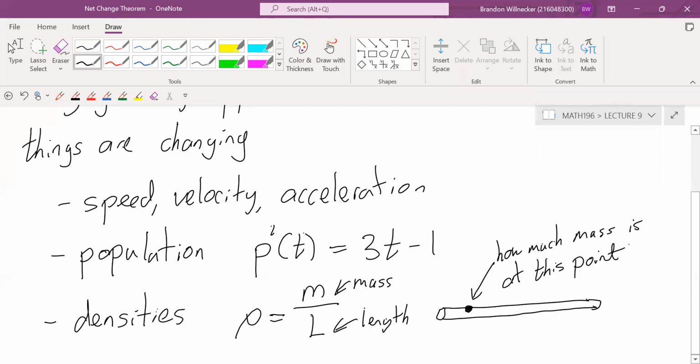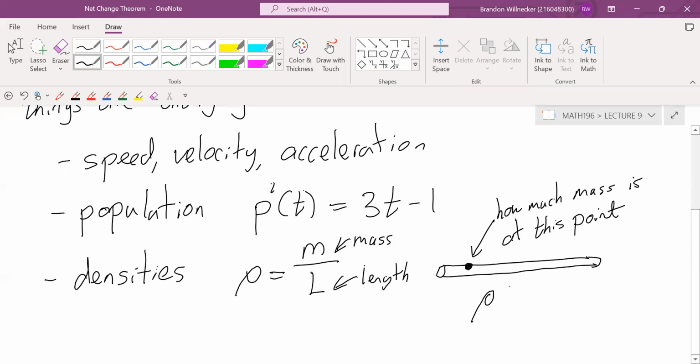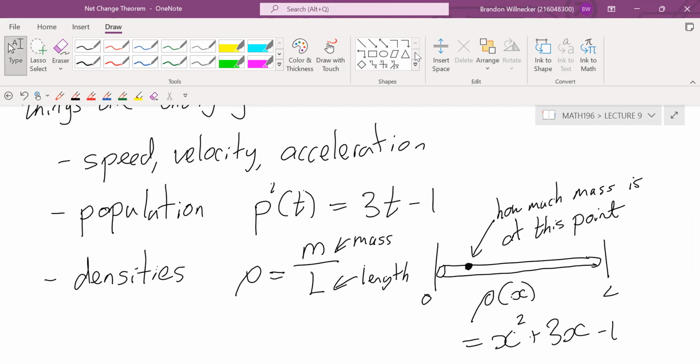Then you pick another point and you get another mass. In other words, we have this function rho of x, where we go from 0 to the length of the rod. And this can be given by some function. Let's say x squared plus 3x minus 1. So that's the mass density. It's the mass per unit length going along the rod.